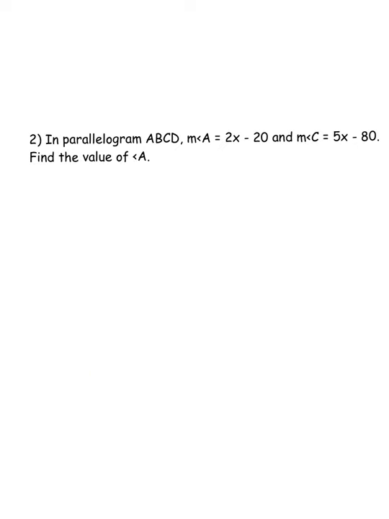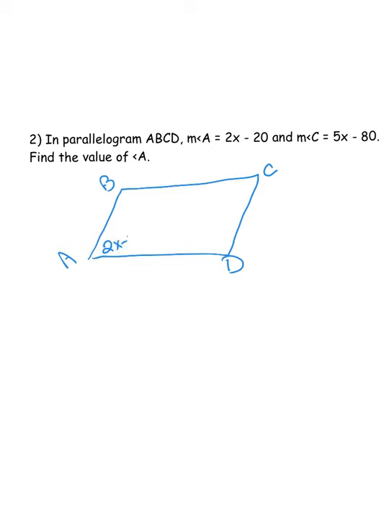If I look at number 2, it says in parallelogram ABCD. I would stop right there and I would make sure that I draw myself a picture. And we're going to label it A, B, C, D. It says angle A is 2x minus 20 and angle C is 5x minus 80. It says find the value of angle A. So I want to find angle A.